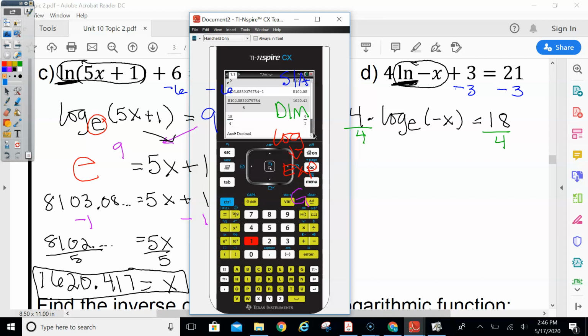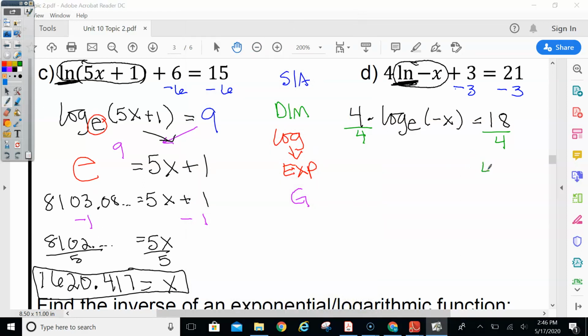I don't care how you write these answers, as long as it's terminating. If it keeps going, then make sure you leave it as a fraction. But this one is terminating at 4.5. Okay, so then we get log base e of negative x equals 4.5. So now changing it to an exponential, the base is e, the exponent is 4.5, and it's equal to negative x. So that's a negative 1x, I'll put a little 1 there. Whatever answer we get, we're just going to divide it by negative 1.